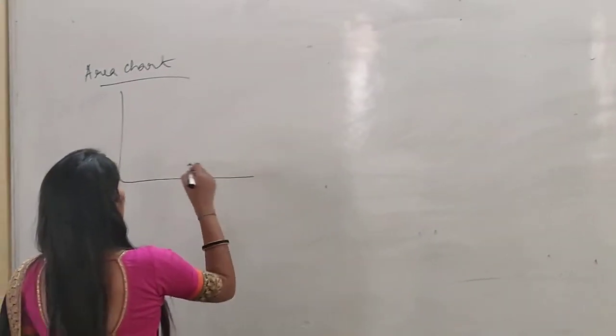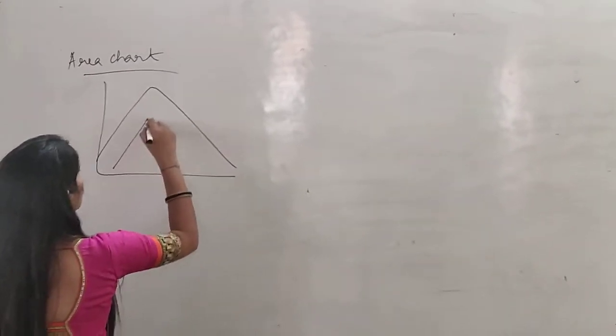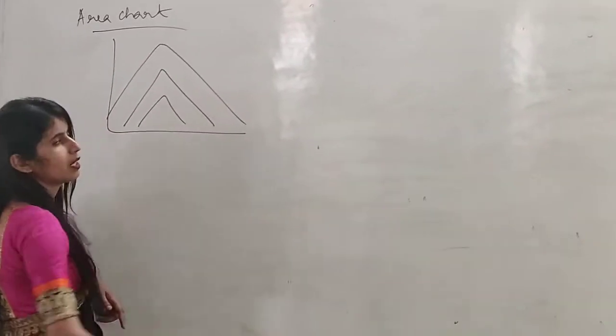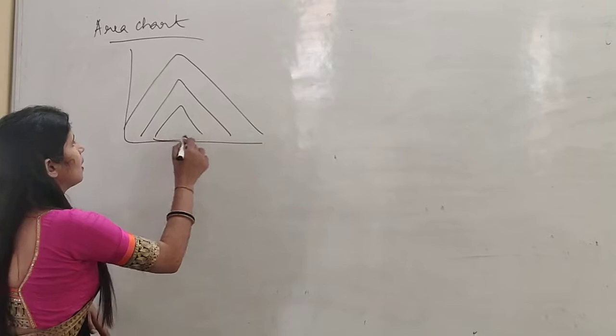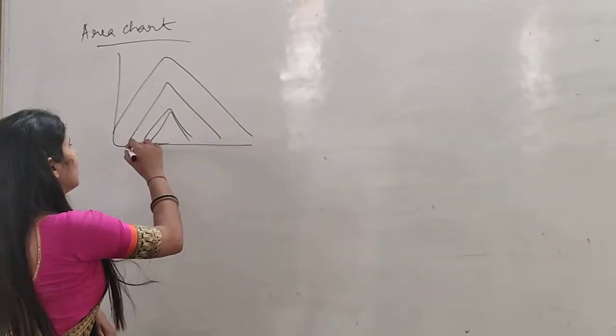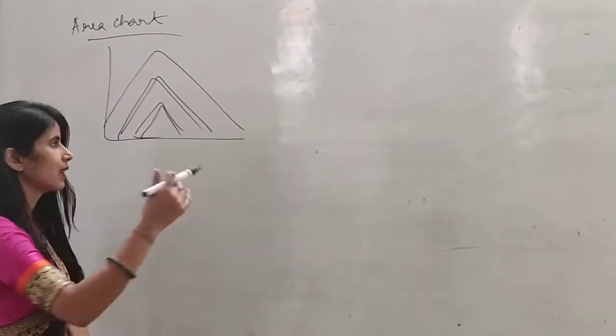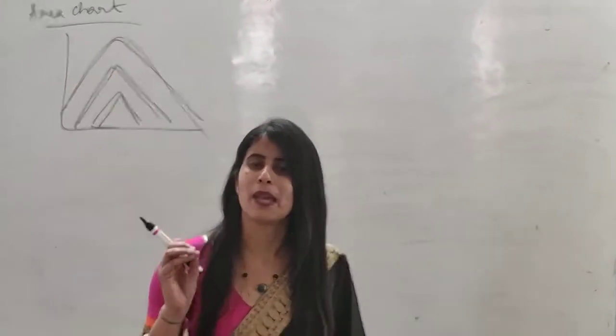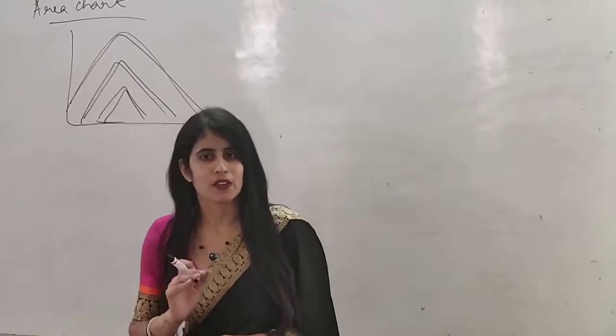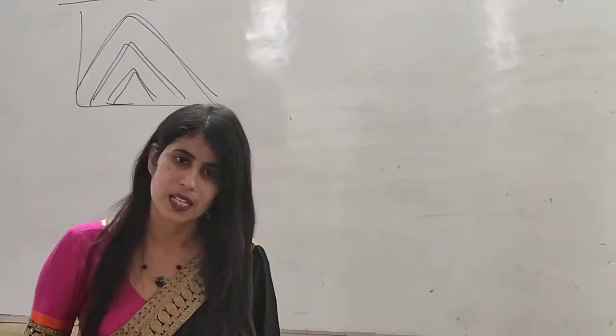Okay, this is the area chart. In this way it covers the area. This is the area covered. It covered a small area, then it covered an area larger than it, and then it covered the largest area. So it shows the magnitude of the data graphically with the help of the area chart.